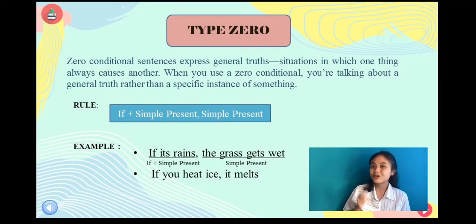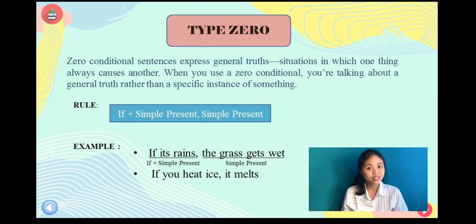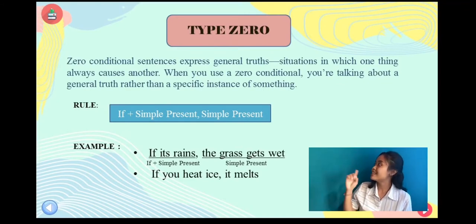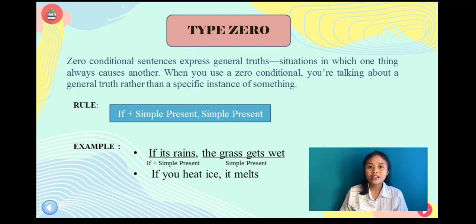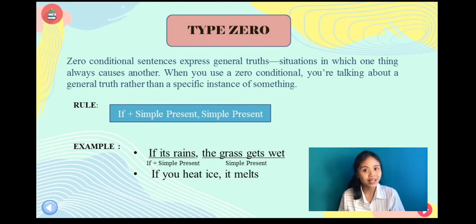Let's take a look at some examples. For the first example, if it rains, the grass gets wet. So if it rains is the if clause, using if plus simple present, and the grass gets wet is the main clause that uses simple present. For the second example, if you heat ice, it melts. Both of the examples are true, right? They are 100% right. So let's move on to the second type.